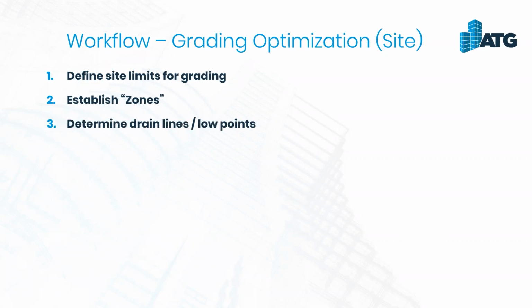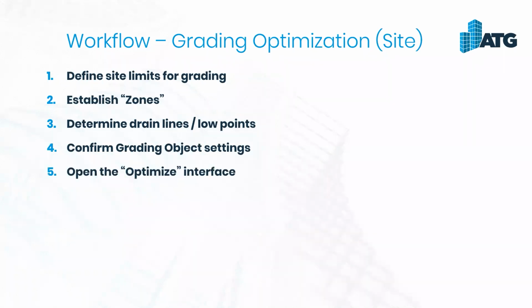Then we're going to determine any of our drain lines or our low points. A couple of interesting things about working with those. Ultimately, we're always drawing from high to low with line work in this tool set. Then we're going to go through and just confirm all of those settings. What are our depths? What are our slope constraints? Then we'll run through the optimize interface.